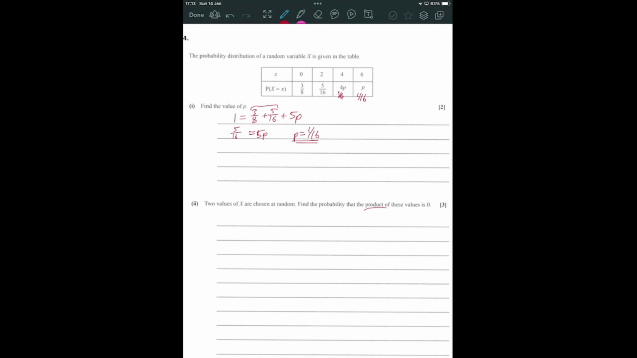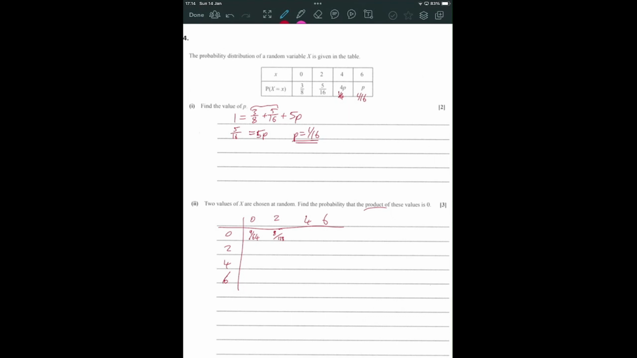So we have 2 choices of the values 0, 2, 4, 6, 0, 2, 4, 6. And I'm just going to fill in the probabilities in the middle to get 0 and 0. 3/8 and 3/8 is 9 over 16. The probability of 0 and then 2 is 3/8 and 5/16, which is 8 over 128. 8 times 16, 128.